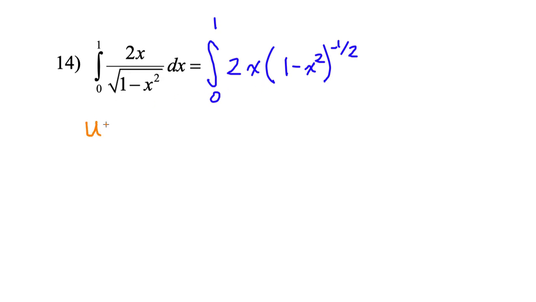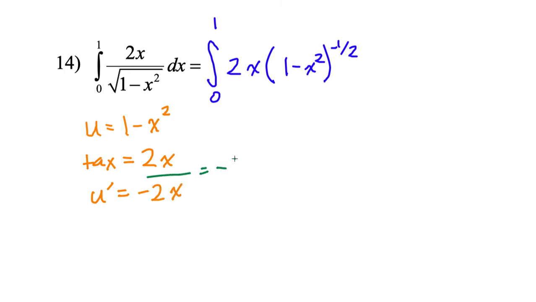So, Taxman, I need a u. That is 1 minus x squared. Let me try rewriting that x squared. That looks a little bit better. Taxman at the front door, he is 2x. And then u prime, the derivative is negative 2x, which means I'm going to pay Taxman negative 1. So this 2x got turned into a negative 1.